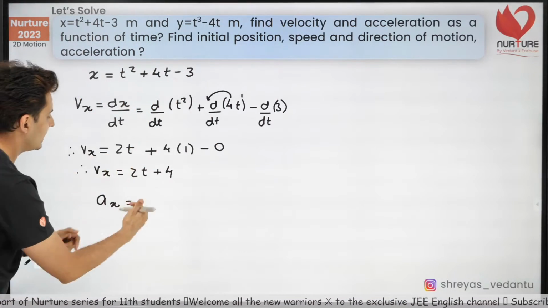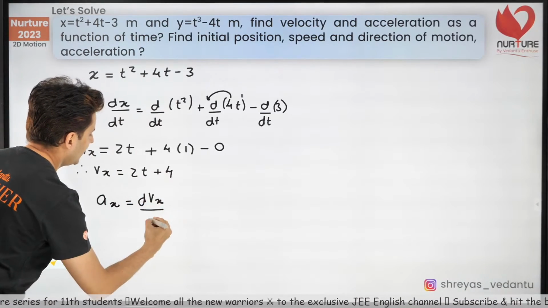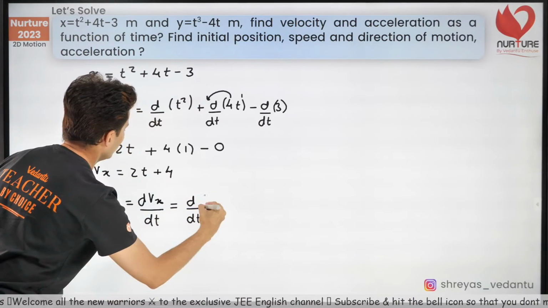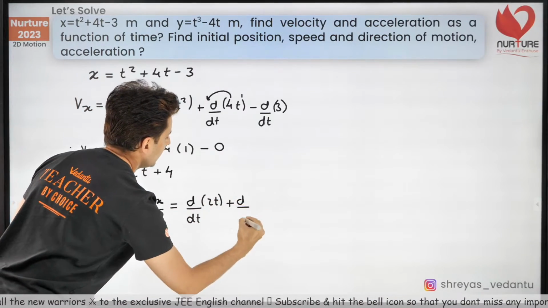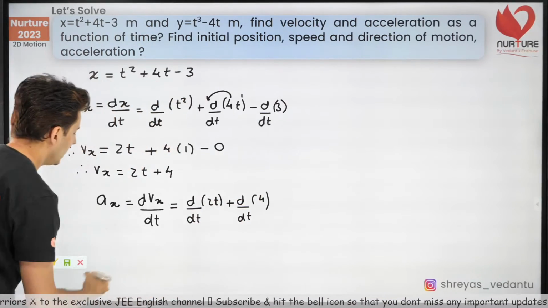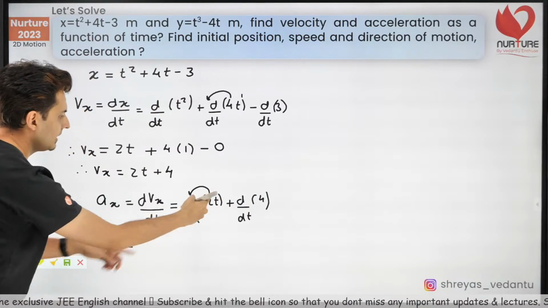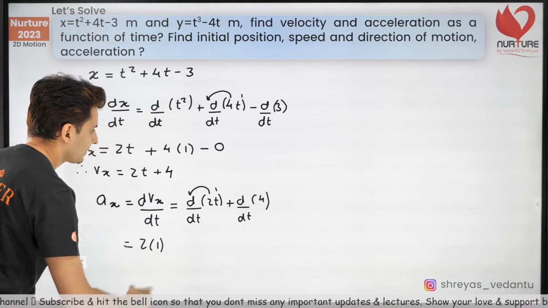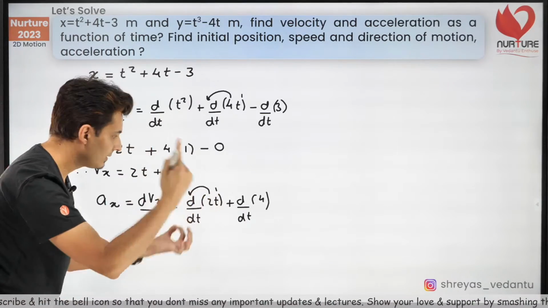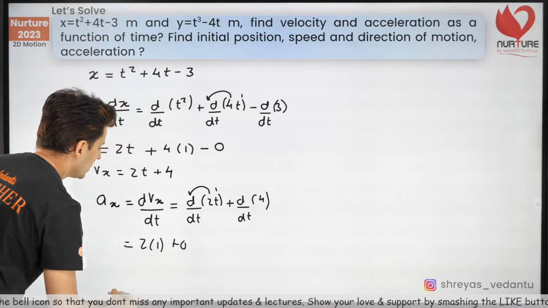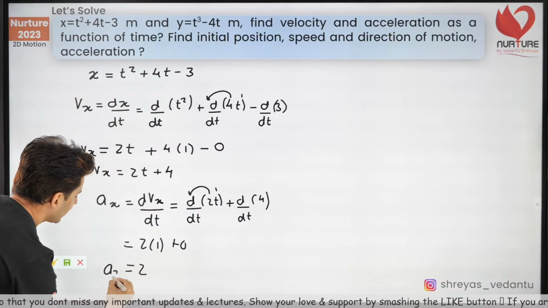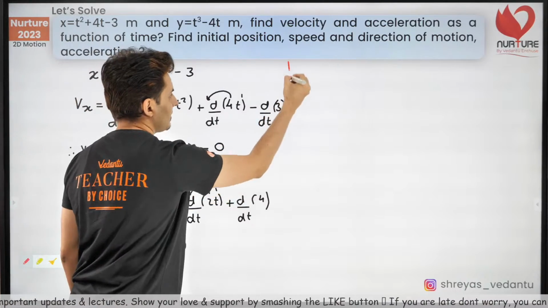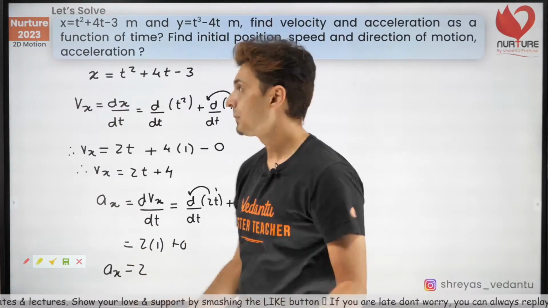Now, let's also figure out acceleration, because everything has been asked. So acceleration is the derivative of x velocity, which is d by dt of 2t plus d by dt of 4. Now 2 is a constant which will come outside, t's power is 1, so it will be just 2 into 1, the derivative of t raised to 1 is 1, remember, plus 0. That means it is just 2. So ax is nothing but 2. That's what we got. Beautiful. That's in x. Now let's figure out what it is in y.